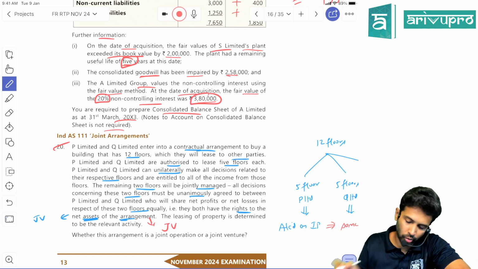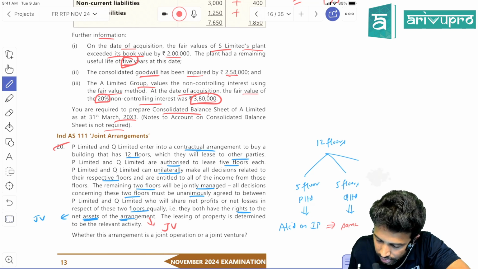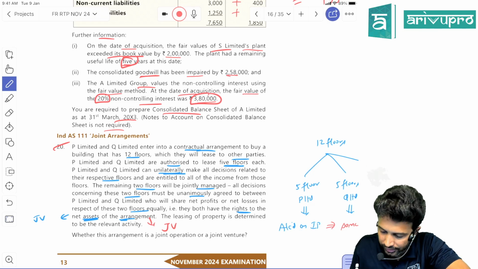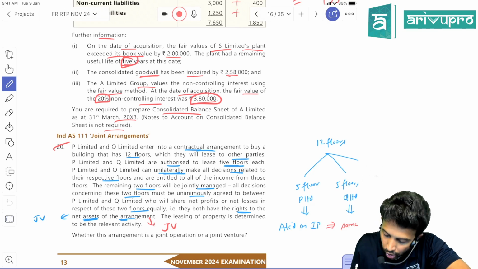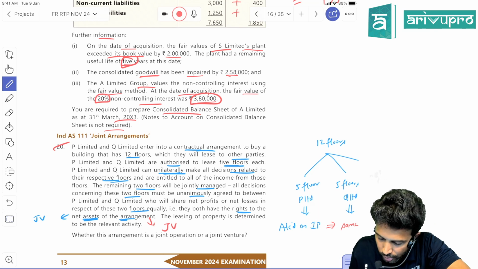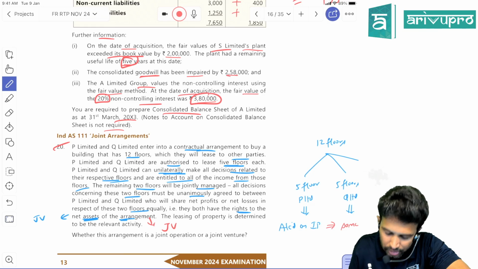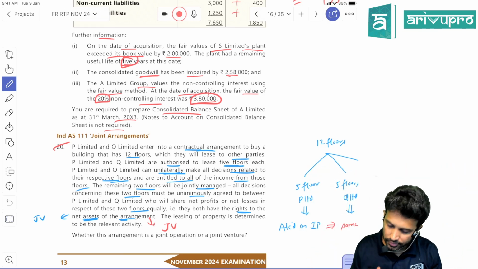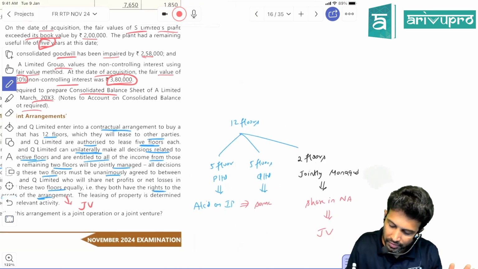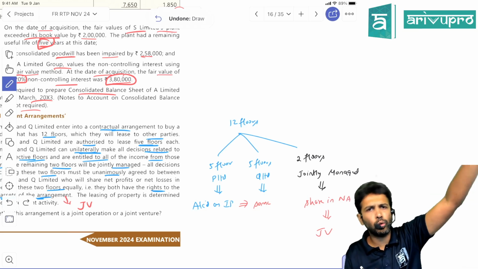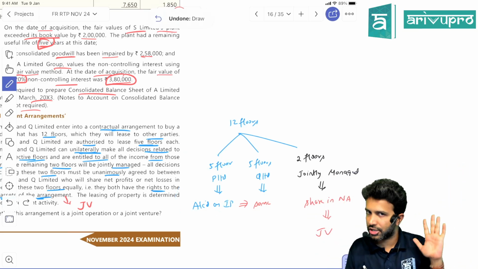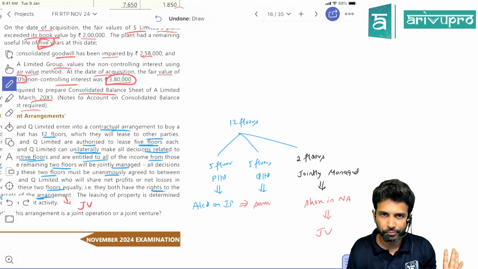it to other parties. P and Q Limited are authorized to lease 5 floors each. P and Q can unilaterally, meaning on their own, make all the decisions related to their respective floors and are entitled to all of the income from these floors. So totally there are 12 floors in the building. In that, 5 floors P will control. He will lease it out to whoever he wants, whatever in fact he wants to do with it, P will decide. He doesn't have to consult with Q.